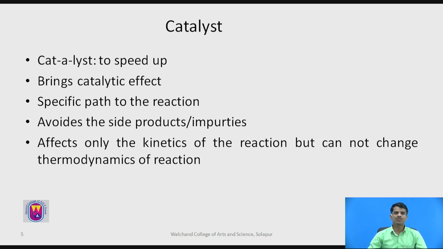So, there are different roles played by a catalyst in a chemical reaction. The first one, it brings the catalytic effect, means it alters or changes, that is either increases or decreases, the rate of chemical reaction. It gives a specific path to the reaction. It avoids the formation of side products or any type of impurities in the chemical reaction, due to which the purity as well as the quality of the product gets increased. It affects only the kinetics of the reaction, but it cannot change the thermodynamics of the reaction.